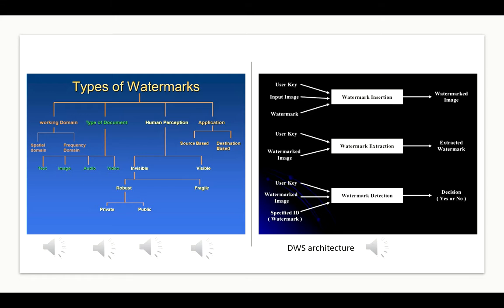The style of the watermark has three parts. The first one is noise watermark, mostly used in audio or video types of documents. The second one is logo watermark, used by image documents. And the last one is message watermark, used in text documents.